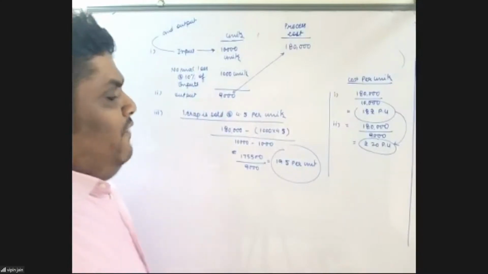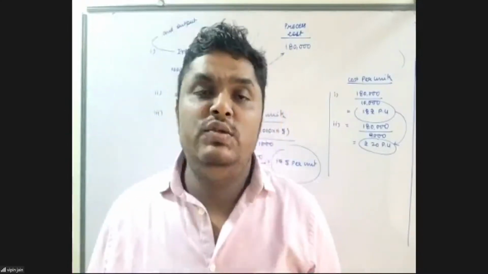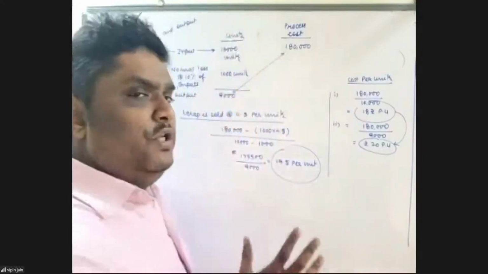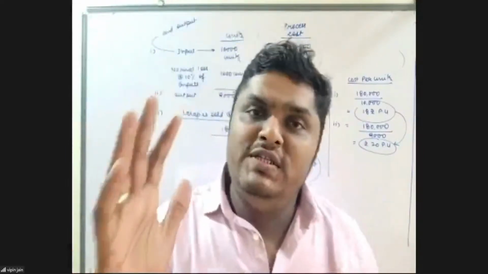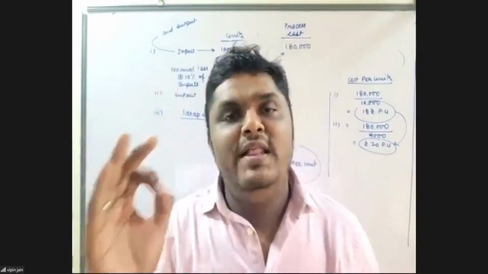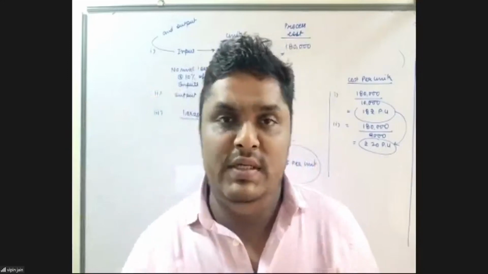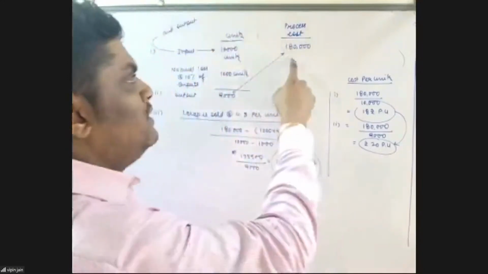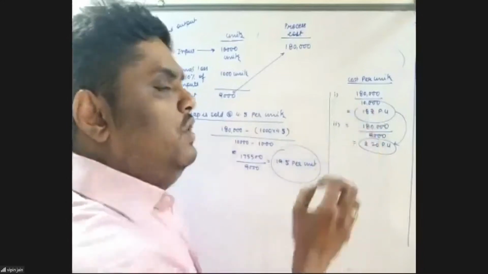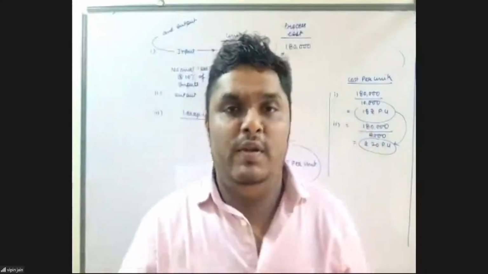So there are a few queries. So let me address all your queries. I'll be discussing this part again. When talking about the first situation, my input is 10,000, my output is 10,000. मेरा input भी 10,000 था, मेरा output भी 10,000 था. So the process cost is 1,80,000 divided by my output, that is 10,000 units. So we can easily calculate the cost per unit.